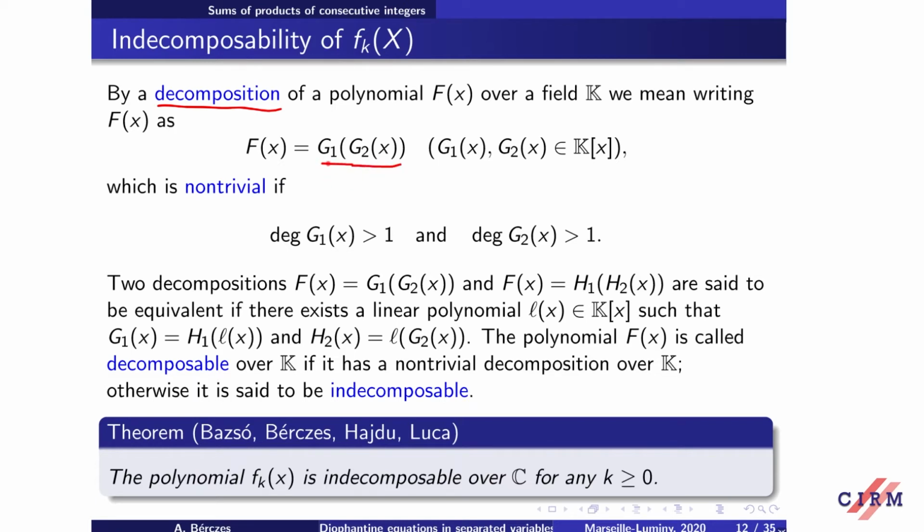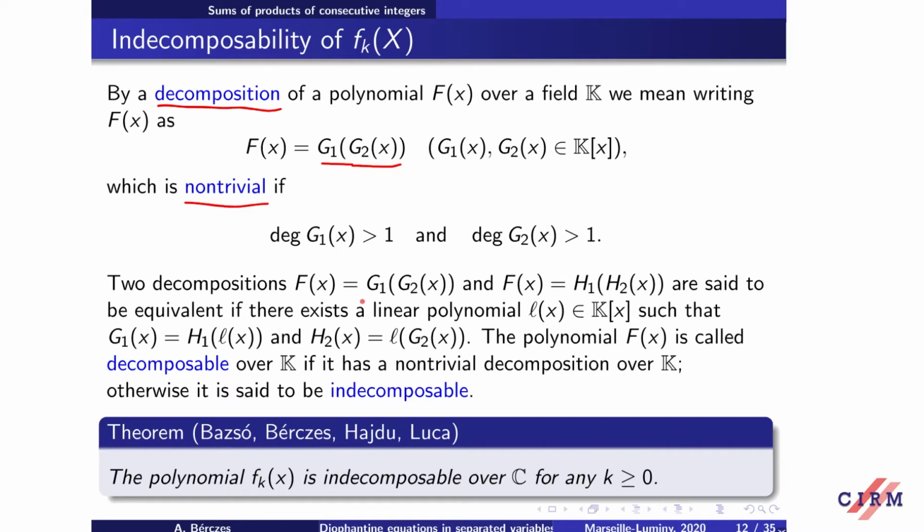So it is of the form g1 of g2 of x, where g1 and g2 are both polynomials over the same field. And we say that such a decomposition is non-trivial if the degree of both these polynomials g1 and g2 is larger than 1. So if none of the polynomials g1 and g2 is linear.